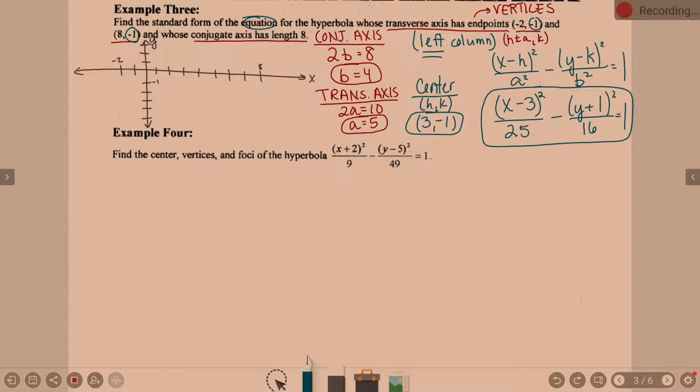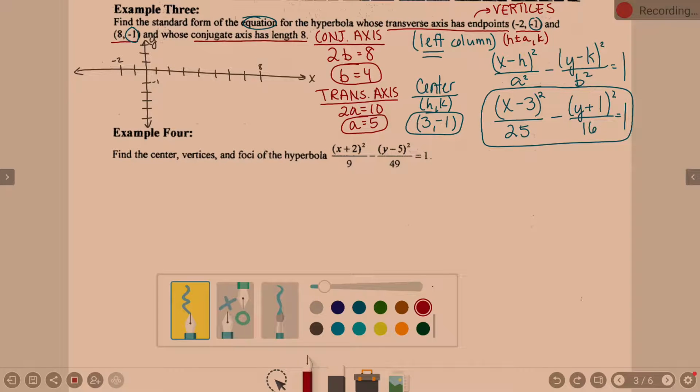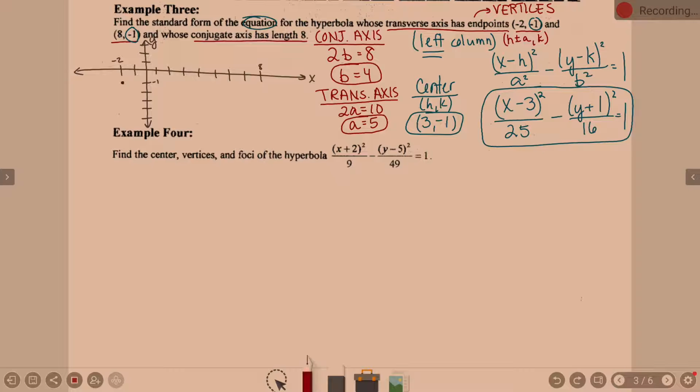So if we go based on what they say, transverse axis has endpoints at -2, -1. So if I graph that, and at 8, -1. I need you guys to realize transverse axis endpoints are the same as saying these are the vertices, right? Those are the vertices.